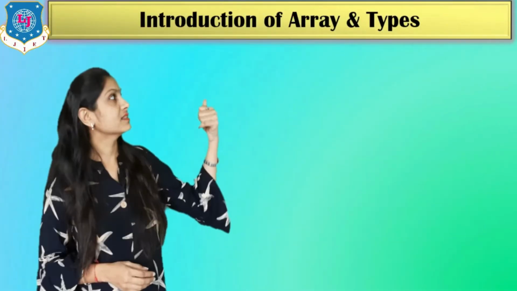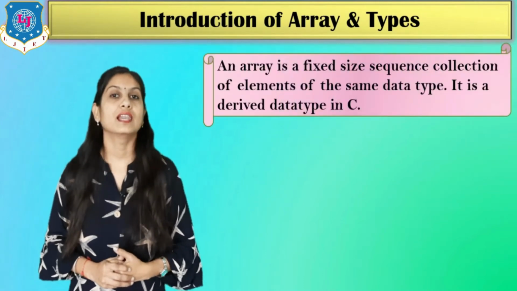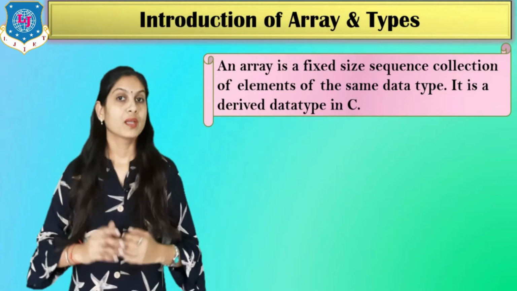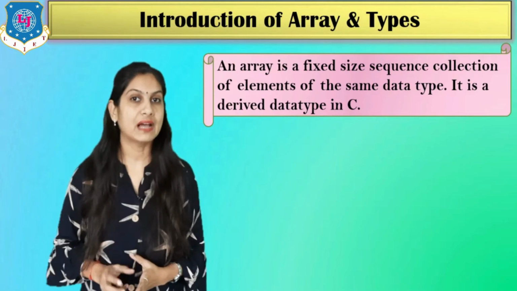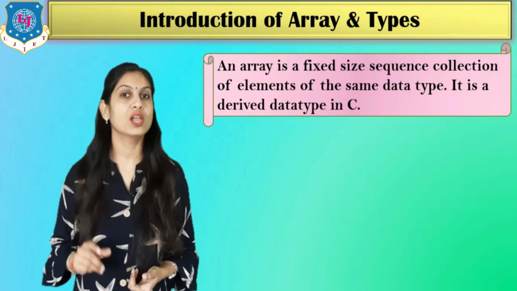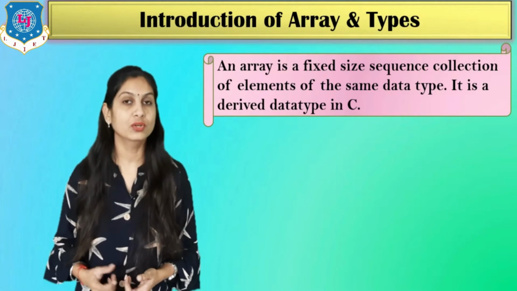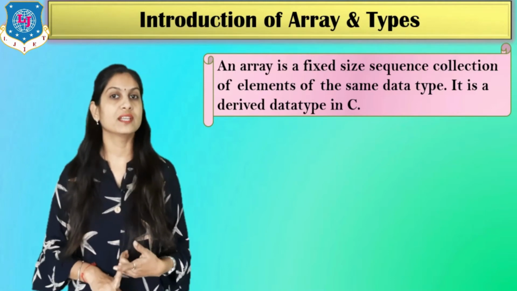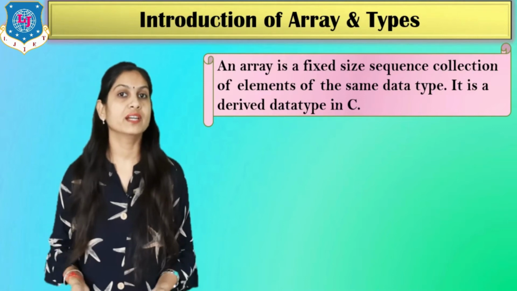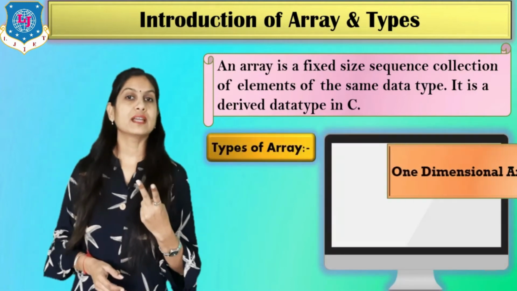Now the first is introduction to array. So the definition is, it is a collection of elements with the same data type using a single name. Means you can store multiple values in a single variable name, but the thing is that all are of the same kind. Suppose you want to store all the integer values in a single variable, then it is possible with an array. But if you want to store multiple values with different data types, then it is not possible with an array. Now there are two different types of array.